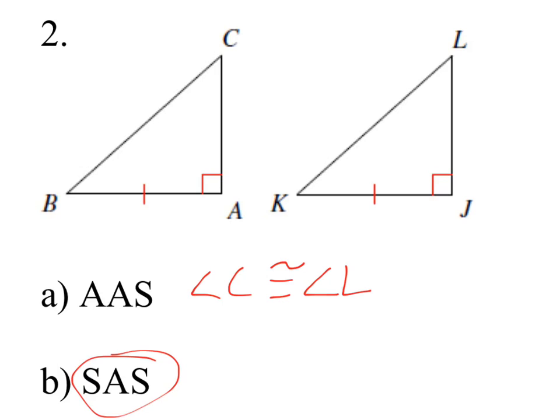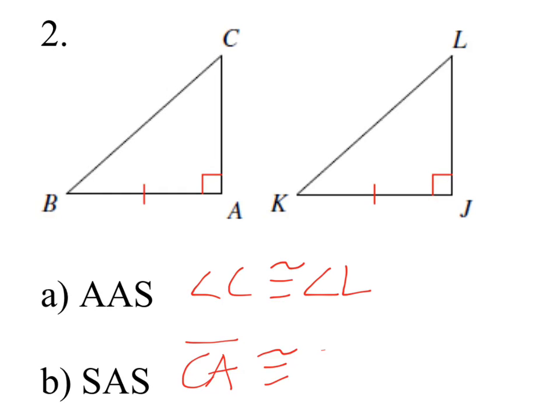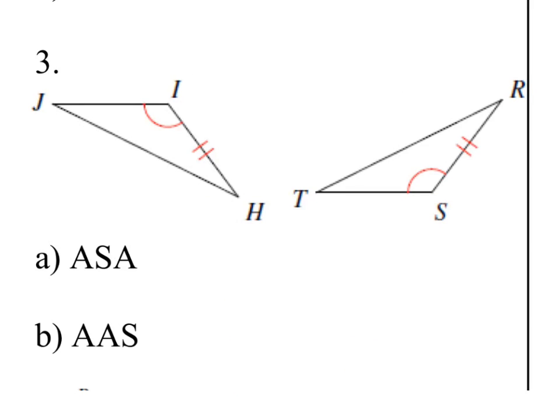And on B, we want side angle side. Here's a side, here's an angle. We need the next side to get side angle side. And the one that matches on the other one is right here, LJ. So that's the side CA. Needs to be congruent to the side LJ. And that brings us to the next one.